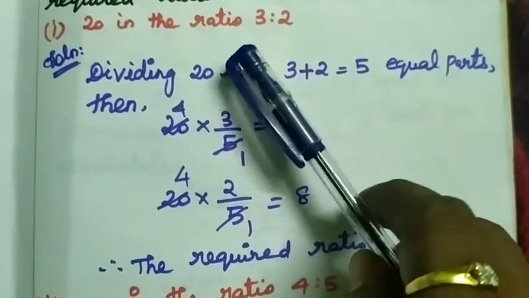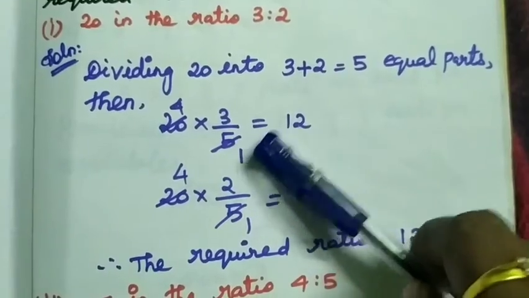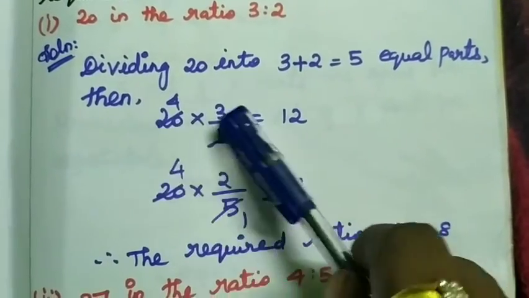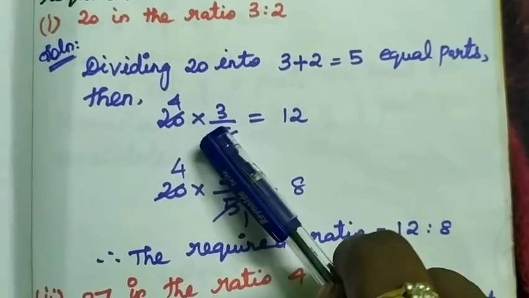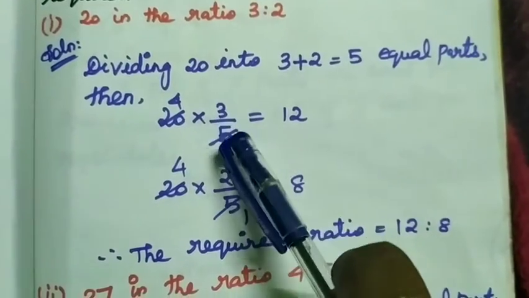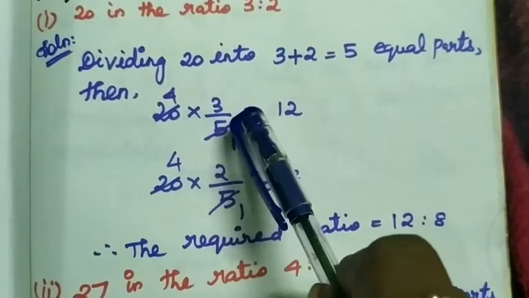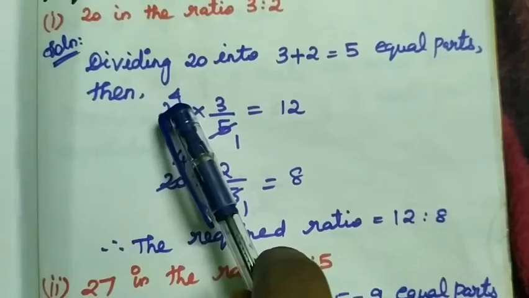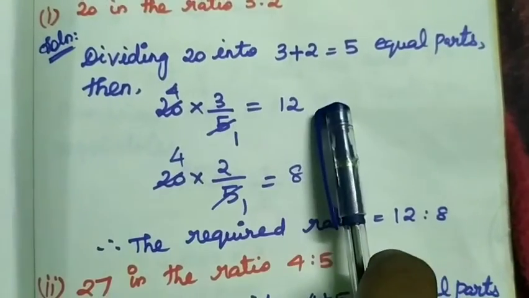First we take the ratio 3. 20 into 3 by 5 equal to 12. 1 5 is 5, 4 5s are 20. Both numbers are in multiplication, and this number is a fraction. The denominator is 5, so we can divide the number using the fifth table. 1 5 is 5, 4 5s are 20, so 4 3s are 12.